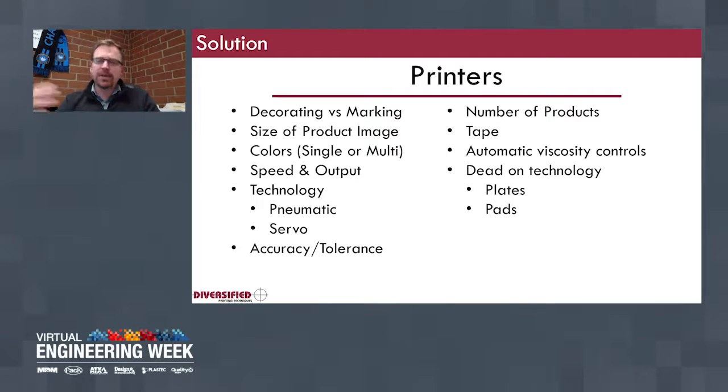How many different products are going to be coming through the cell? How versatile does this print cell need to be? How versatile does the printer need to be? Something huge for automation is tape clean. If we don't have tape clean in our machine, it's really hard to automate. Your pads are going to pick up debris.